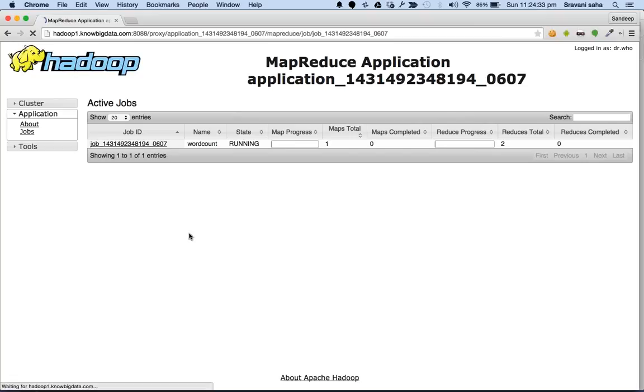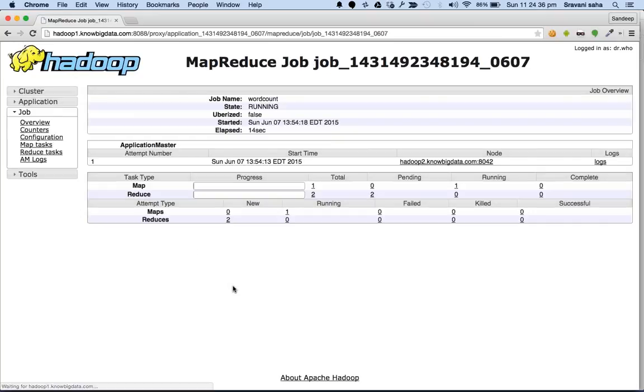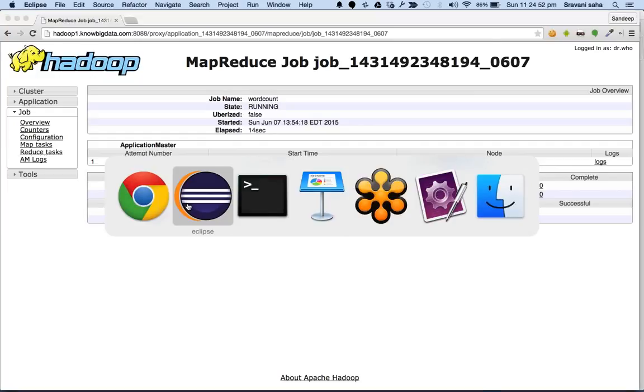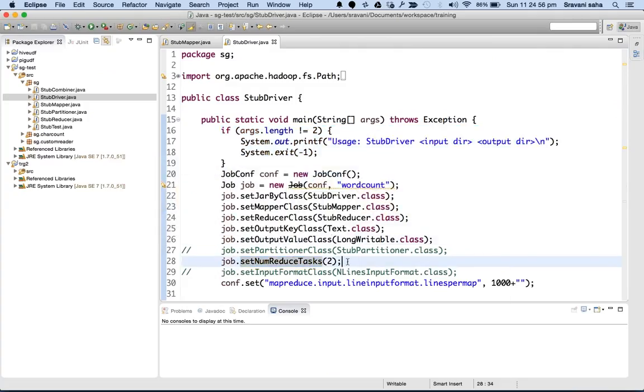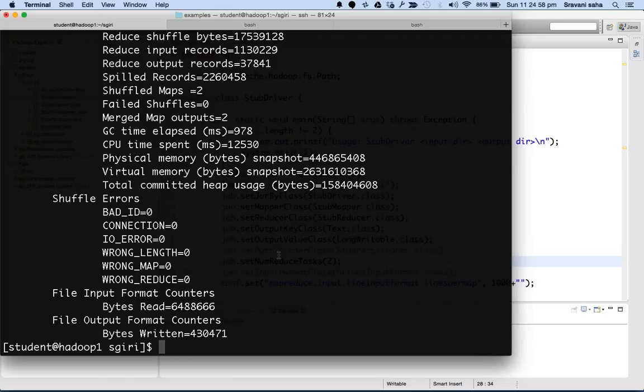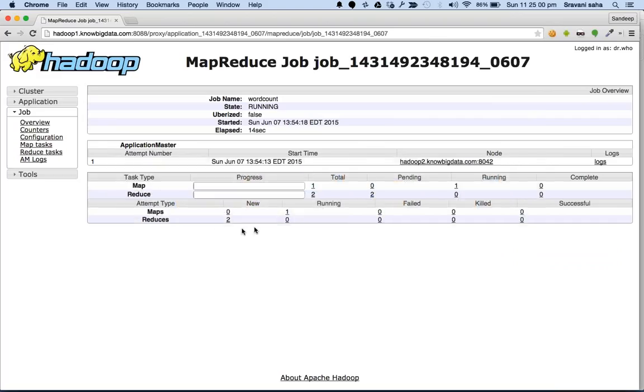Okay, so it says that it's running on the same set of data, and it says that there are two reducers. Why are there two reducers? Anyone? Correct. We had specified it here. Great. So everybody is paying attention. I'm pretty happy.